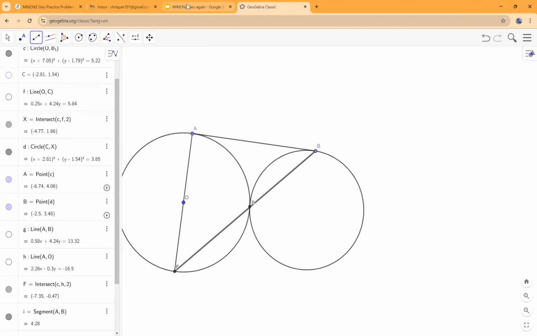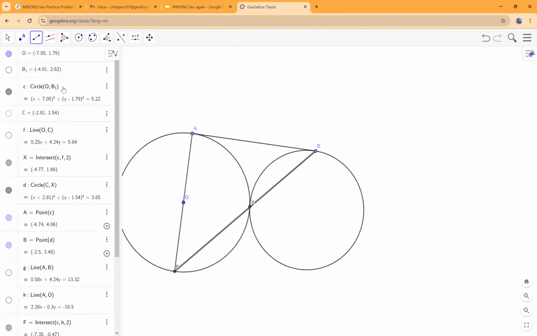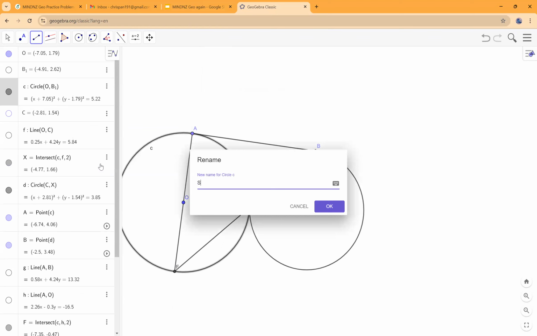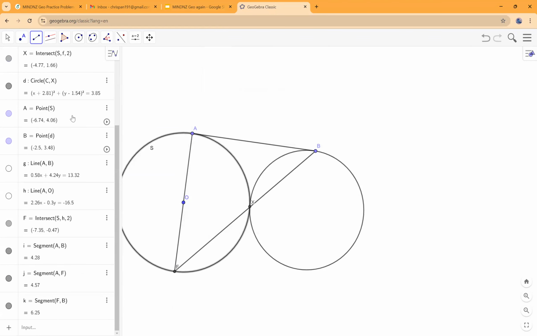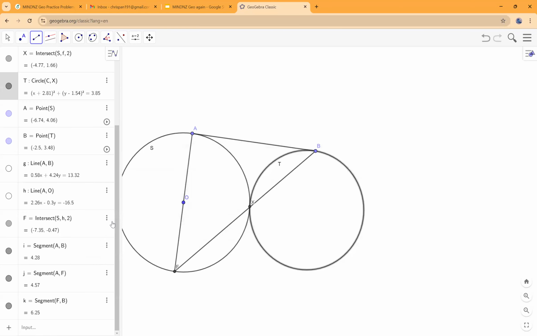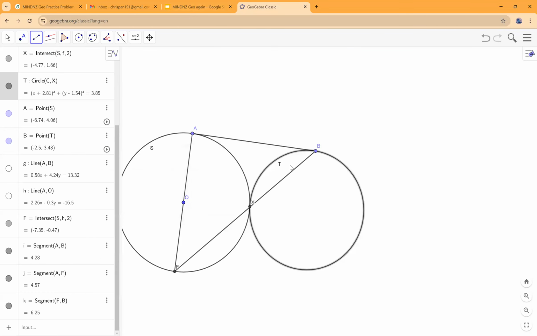So here we have a problem, right? The problem says that we have two circles, S and T, which touch at, okay, I'll name them. Circle S and circle T, which touch, which means they're tangent at a point X. And they have a common tangent, which is tangent to S at the point A and tangent to T at the point B, right? So these two are tangents.